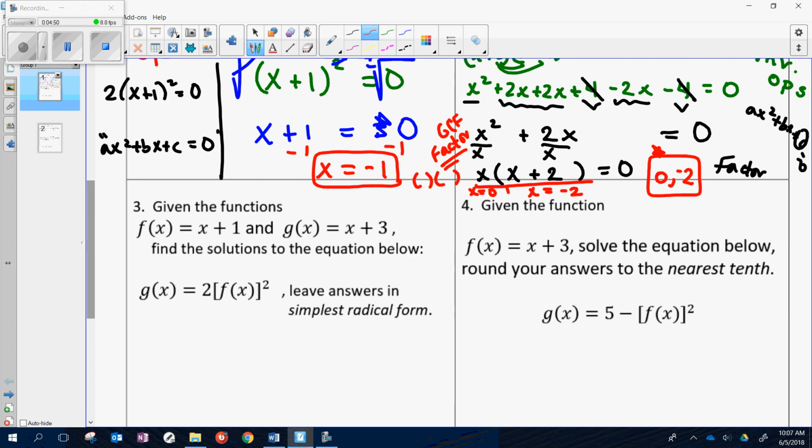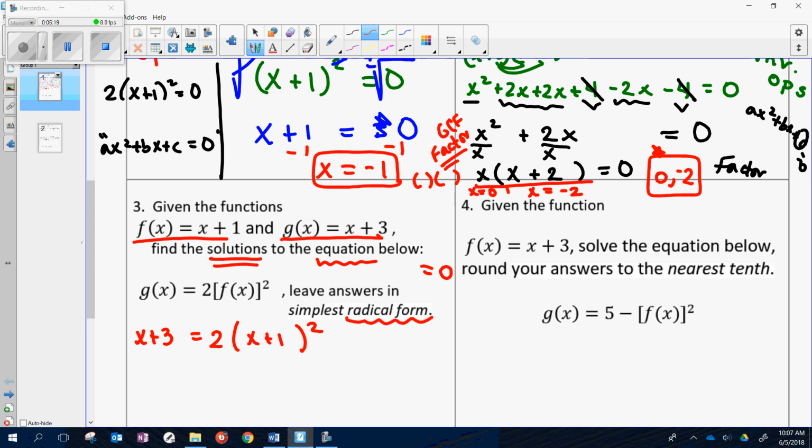All right, the third one. They gave me a function, f of x, a function, g of x, and I need to find the solutions to the equation. So I'm not just going to replace g of x with 0. I'm going to create the equation first and then get my equals 0. So x plus 3 equals 2 times the function, which is x plus 1 squared. This tells me I'm going to have to use the quadratic formula probably at some point.